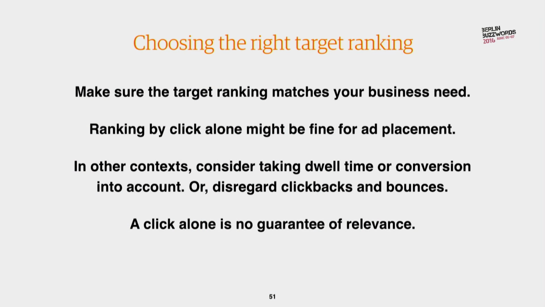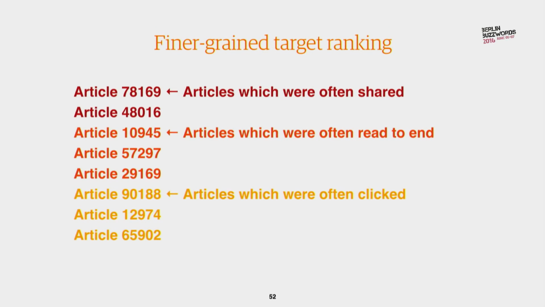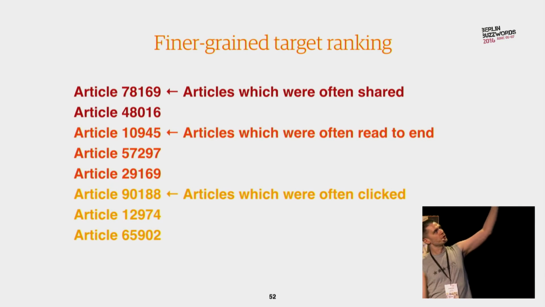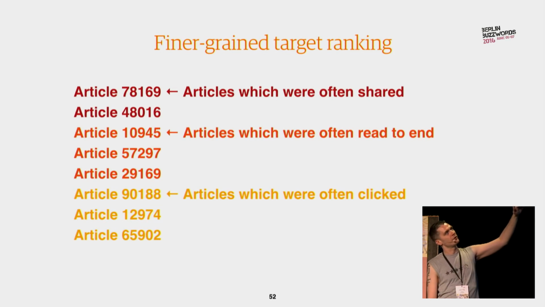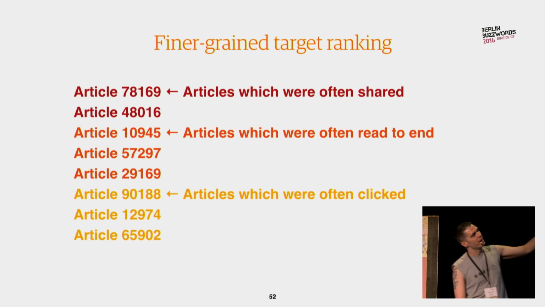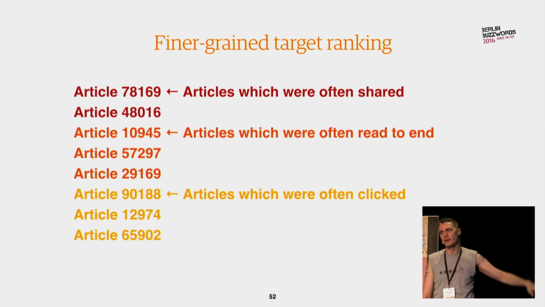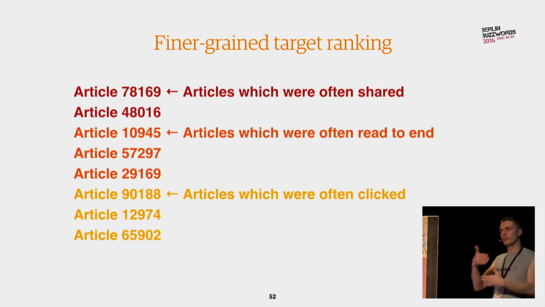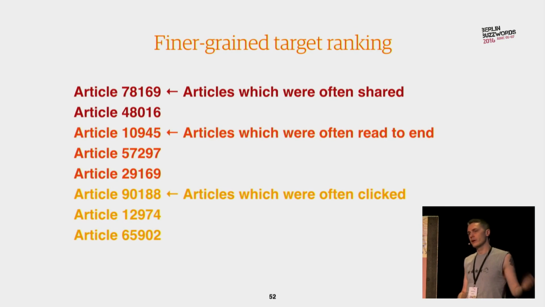You can also take other signals apart from just clicks into account if you want to try and promote behavior of different kinds. An example of that would be you might want to build a target ranking which places articles that were often shared at the top, then articles that were less shared, and then articles which were often read end to end, but not necessarily shared, and then below that articles which were often clicked, but not necessarily read end to end. So you have different bands that might interleave slightly at the edges. And then the model that you train based on that target ranking will learn to present new content based on its likelihood of resulting in those actions.